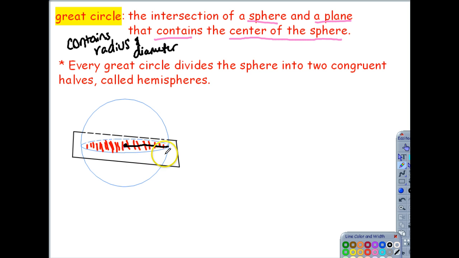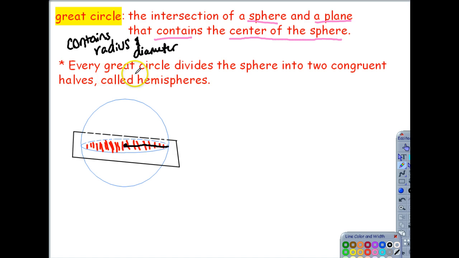It is the largest circle that you can make if you do a cross section. Because if you slice it anywhere else, you're going to get a cross section that's a circle, but because it's not going to contain the radius or diameter, it's not going to be the largest circle. It's kind of like if you take an orange, guys, and you slice it right down the center of that orange, which would be going through the center of the sphere. If you open it up, that is going to be your great circle.